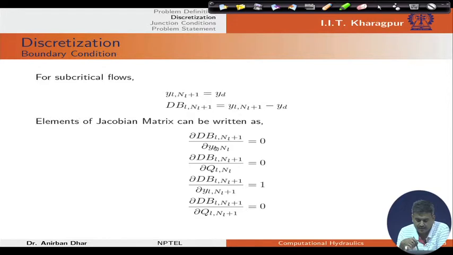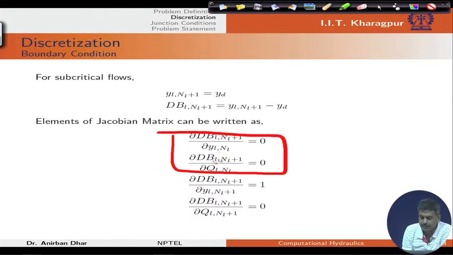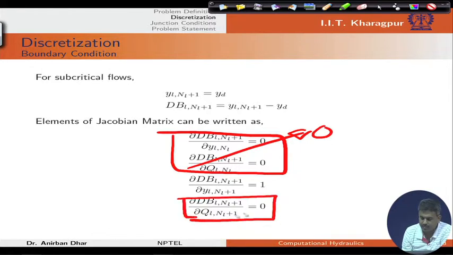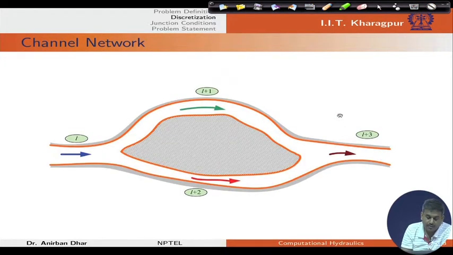In this case obviously we have 4 terms, but the first two are 0 because we do not have any YL NL or QL NL terms. So, these are 0. Again, we do not have any QL NL plus 1 term here, this is 0. So, the only term left corresponds to YL NL plus 1. Now, we have all those equations there.